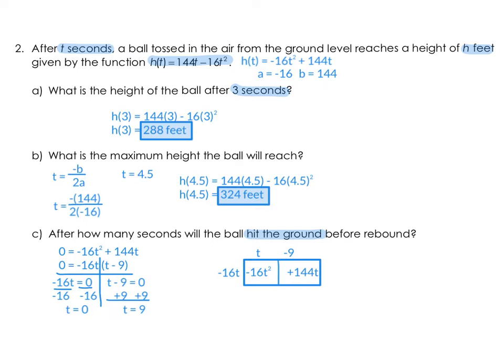So really my answer is the t value of 9, because the t value of 0 is just saying at the start, before it's thrown, at the initial value, it's going to be on the ground. Then it will hit again after 9 seconds. So I circled both, but then just wrote off to the side: it's 9 seconds after the ball is thrown.